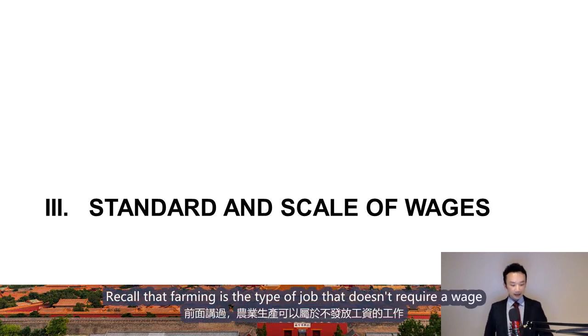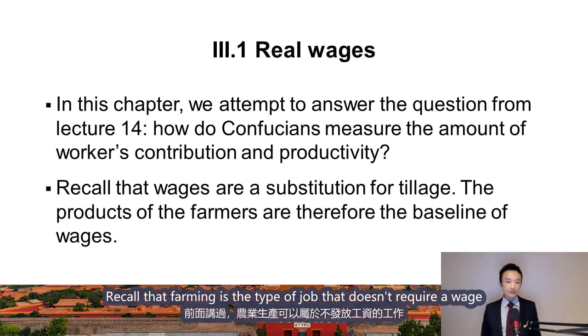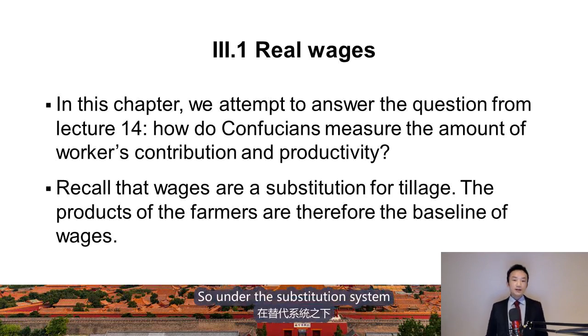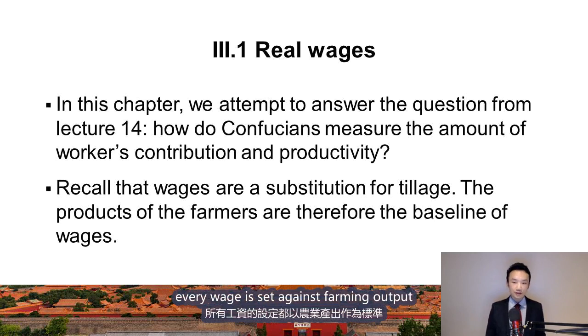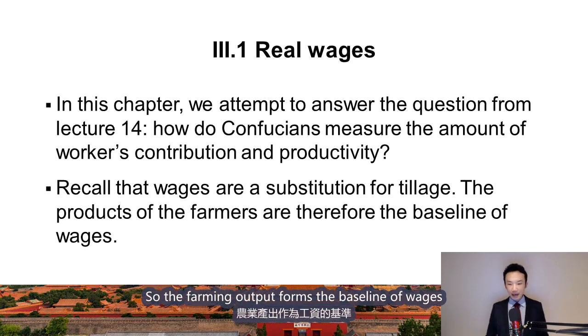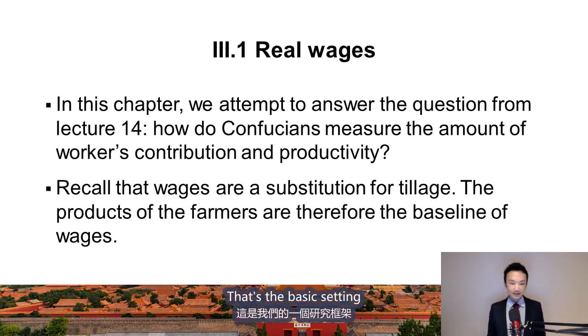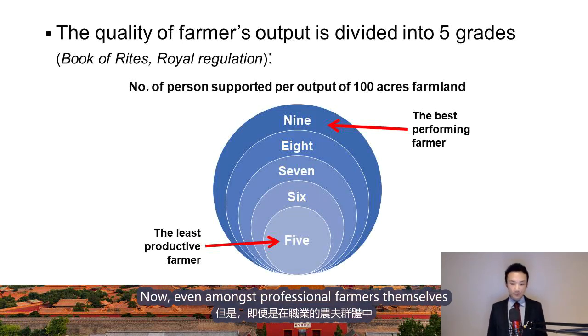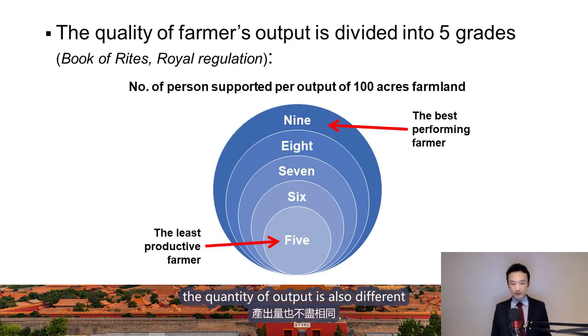Now, recall that farming is the type of job that doesn't require wage, because this guy can just work on his own farm and feed off his own produce. So under the substitution system, every wage is set against farming output. So the farming output forms the baseline of wages. That's the basic setting.